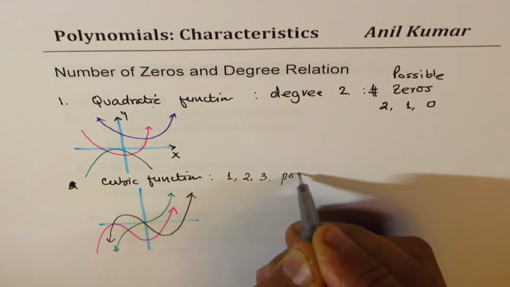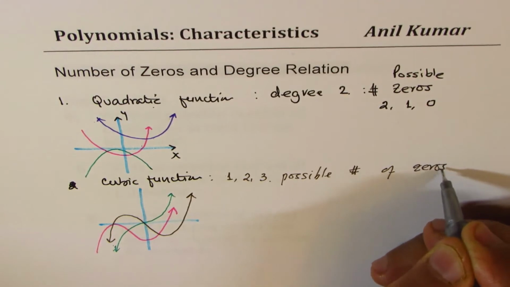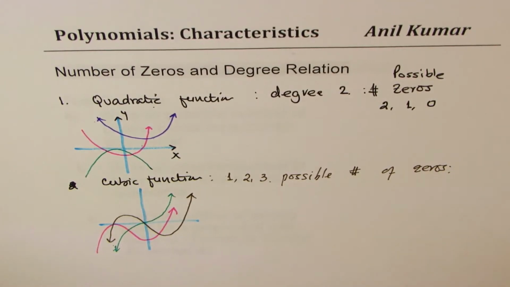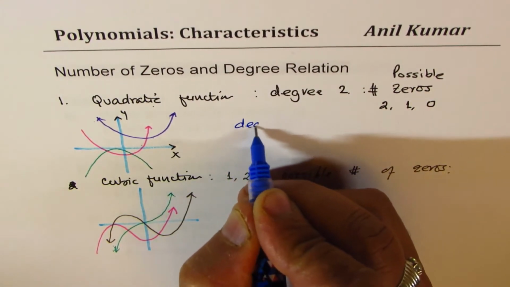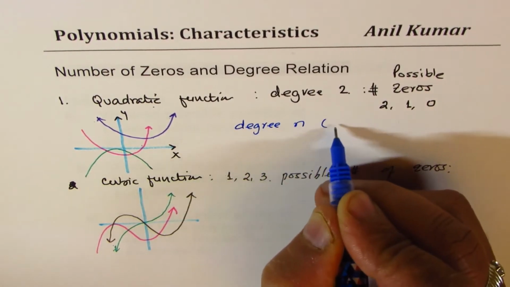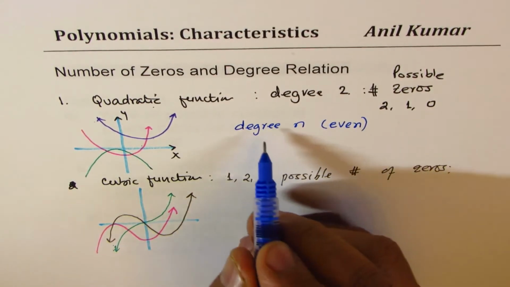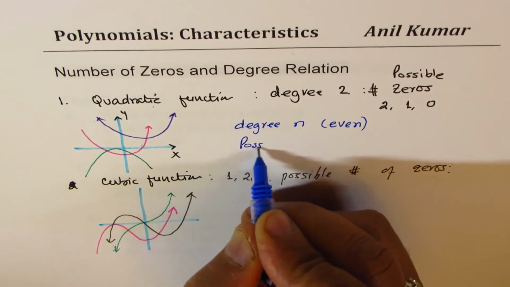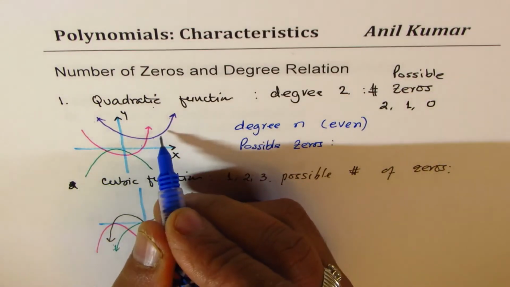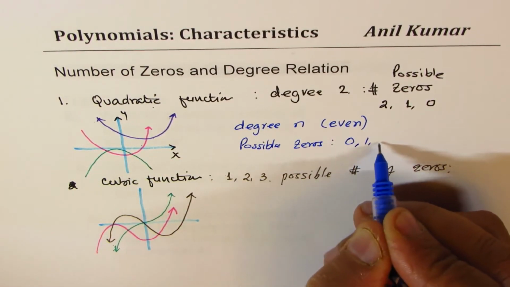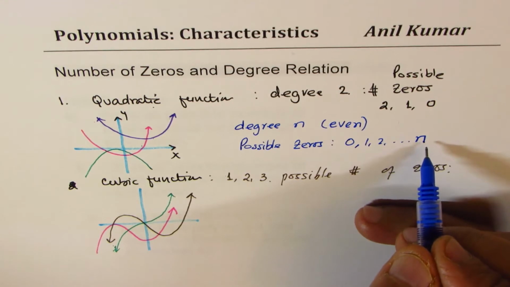So these are the possible number of zeros. Do you understand? Now from this, you could actually conclude that if we have degree n, and if n is even, then can you tell me how many possible zeros can we have? If n is even, then possible zeros are 0, because they could go without any x-intercept, 1, 2, so on, till n. Do you understand? N degree will give n zeros, maximum.